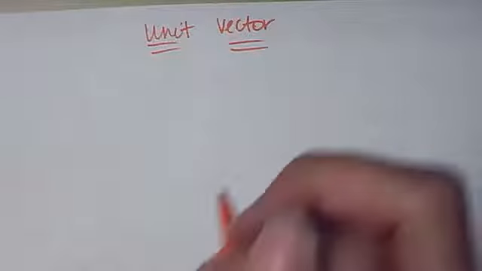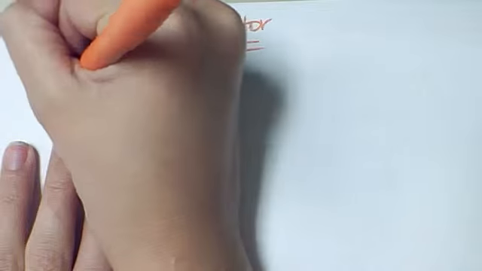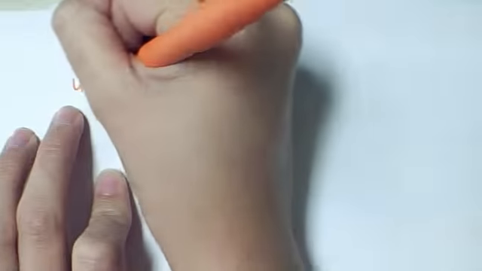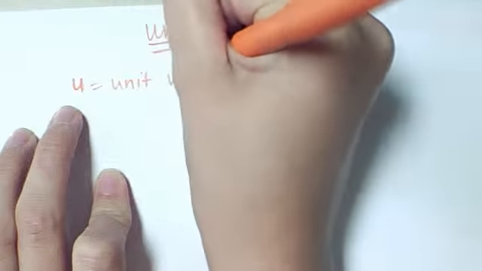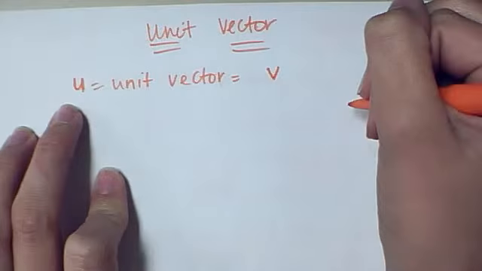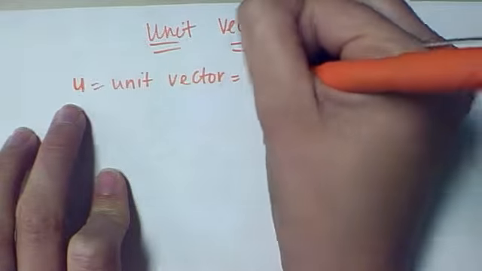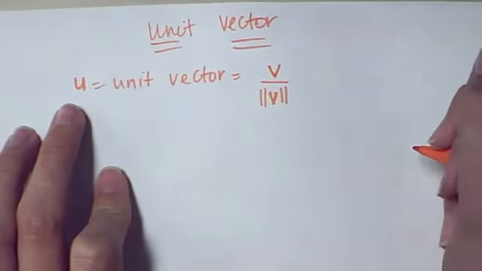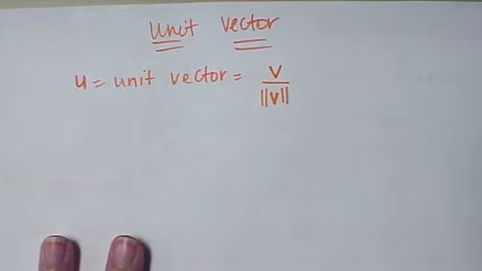Today in pre-cal we're learning about the unit vector, which is u. Remember, we've been talking about vectors being lowercase bold letters. u now stands for the unit vector. The unit vector can be found by finding the component form of the vector v, whatever vector you're given, over the magnitude of that vector v. That's how you can get the unit vector. We're going to look at some examples of how to do that.